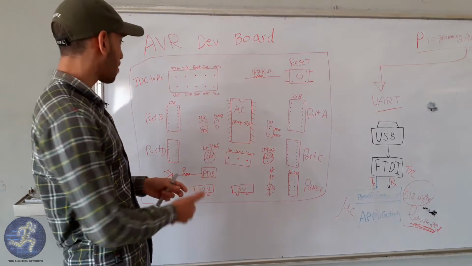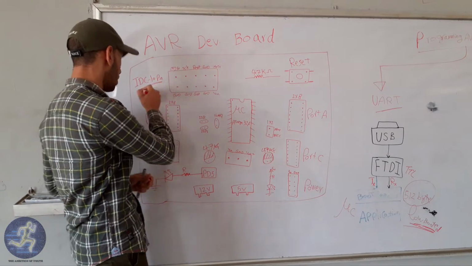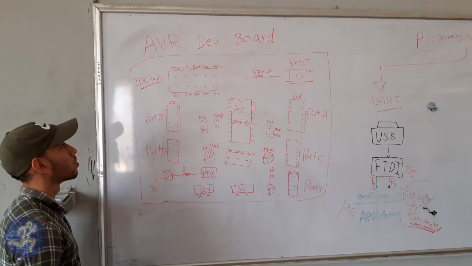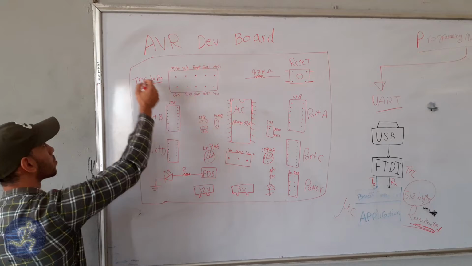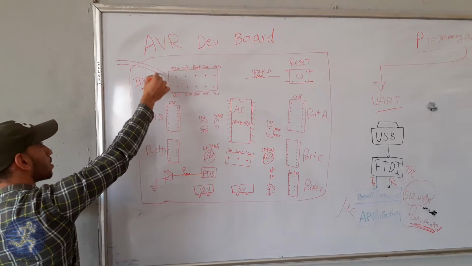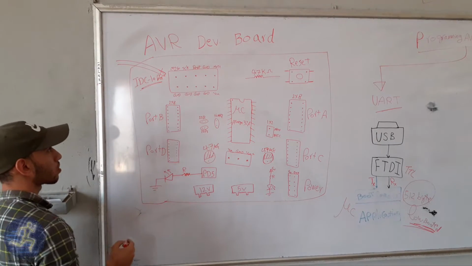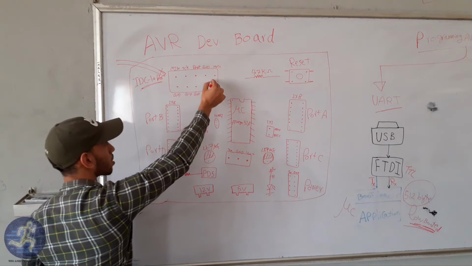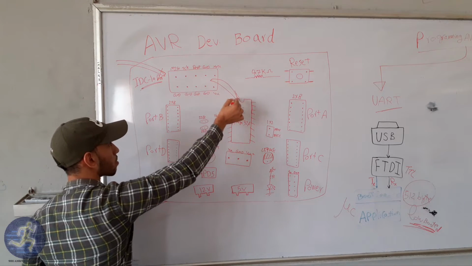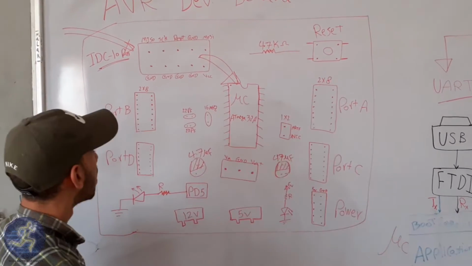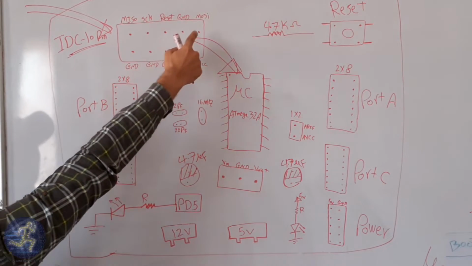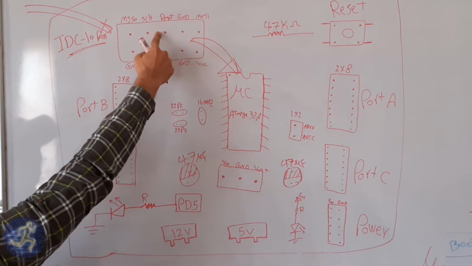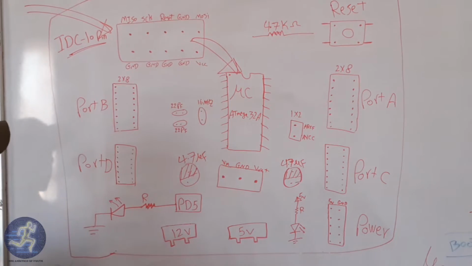First of all, we have an IDC 10 pin socket. Via this socket, we are going to program our microcontroller. So the programmer will connect to this socket, and this socket will connect to our microcontroller to program it. And here is the pinout: VCC, ground, and MOSI, ground, reset, serial clock, MISO.